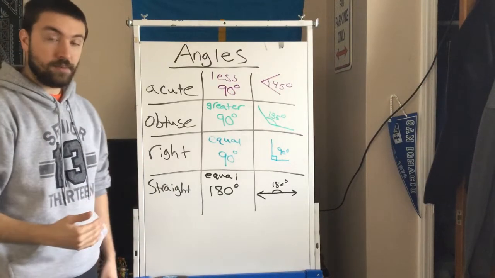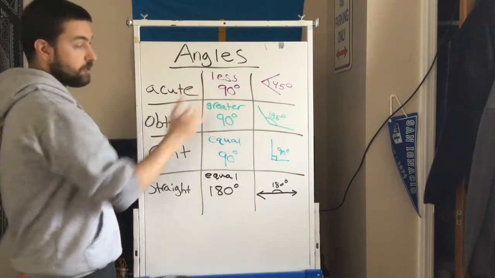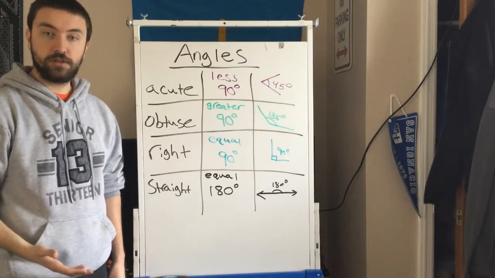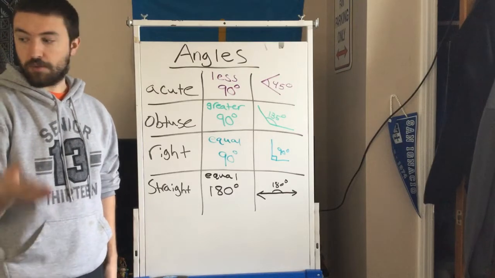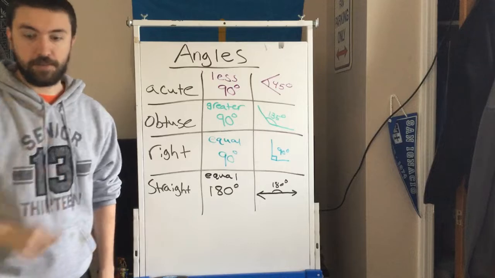What I'm going to do now is erase this chart, and I'm going to put up a whole bunch of lines on here. And we're going to have to try to figure out the measurement of the angles missing in the picture. So I'm going to put a cut in the video, and when I bring you back in, we'll do the example problem. Be right back.